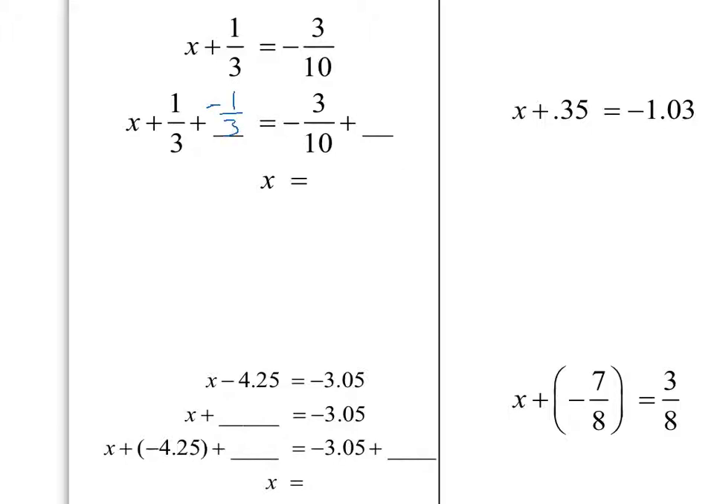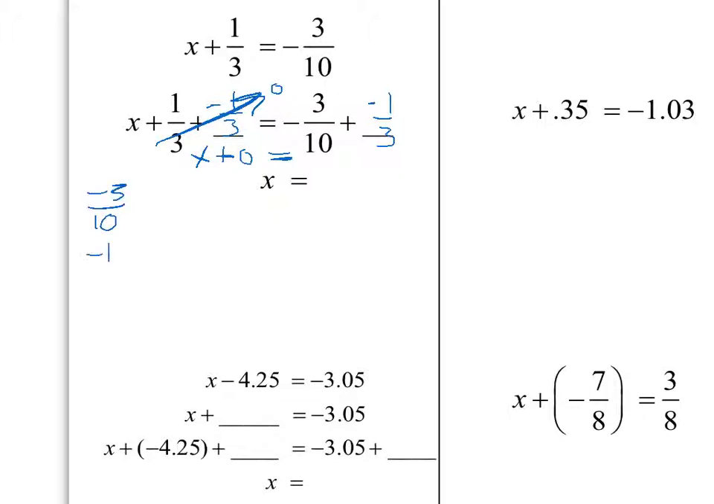-1/3. So we had a positive, we're adding a negative. Adding a -1/3 to both sides. 1/3 plus -1/3 adds up to what? Yep, so we can show that with the arrow, or you can choose the x plus 0 way. Either way. And I have -3/10 plus -1/3.